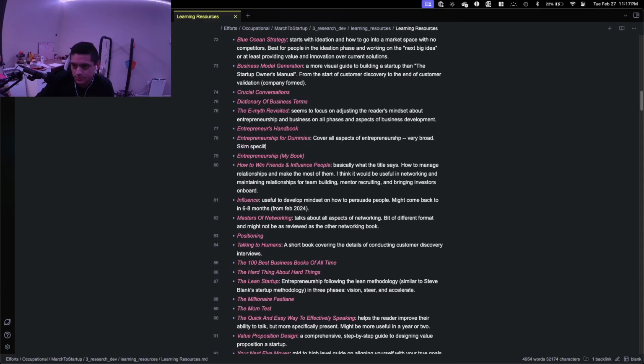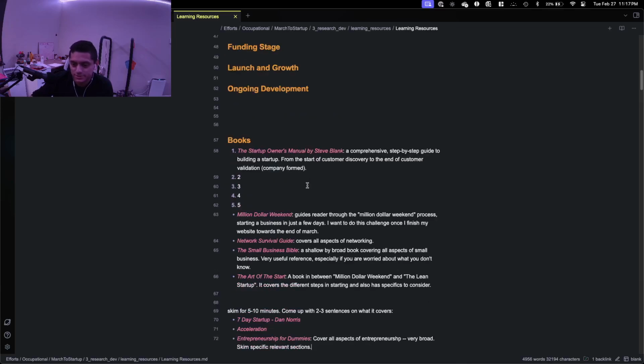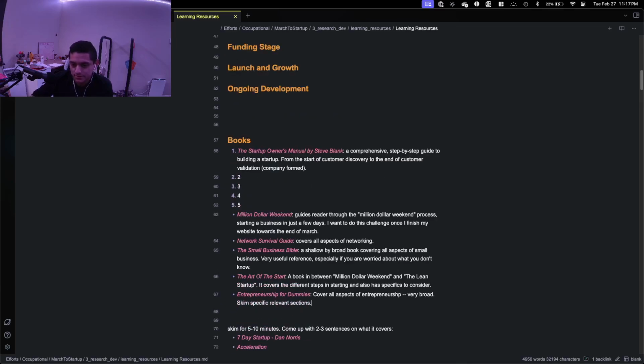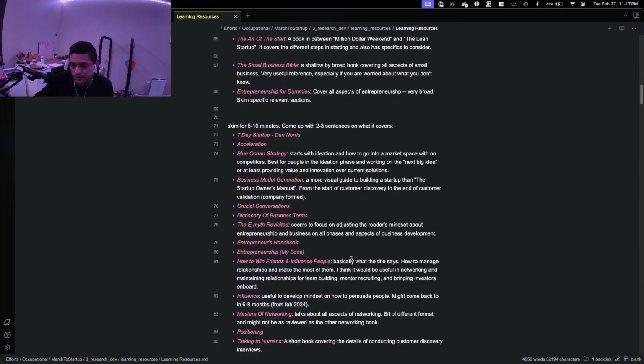Skim specific relevant sections. So even though it can overwhelm me, my strategy then is just to skim the sections that are most useful, in the same way that I would be using the Small Business Bible. So these aren't necessarily like top 5, but they are very useful.